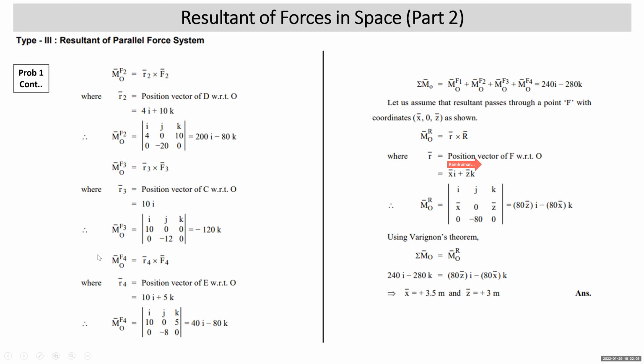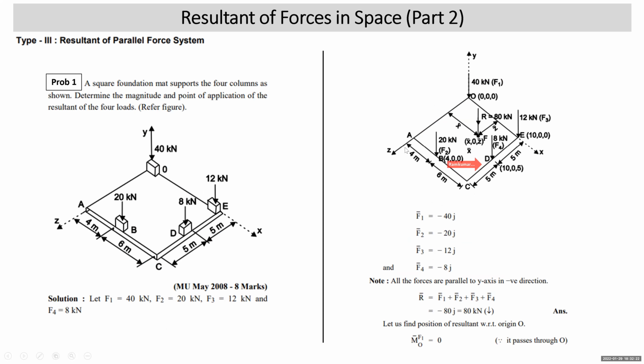You get minus 120k. The moment of F4 about O is R4 cross F4. R4 is the position vector of the point where this force is acting. The coordinates of the point where this force is acting are 10, 0, 5. Force F4 is acting at point D, so the position vector of this point will be 10i plus 5k. F3 is acting at point E, so this is the position vector of point E with respect to O: 10, 0, 0. F2 is acting at point B, so the position vector of B with respect to O is 4, 0, 10.